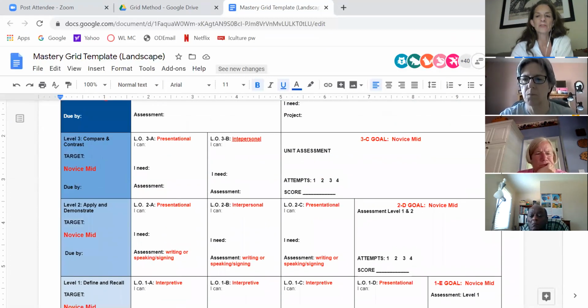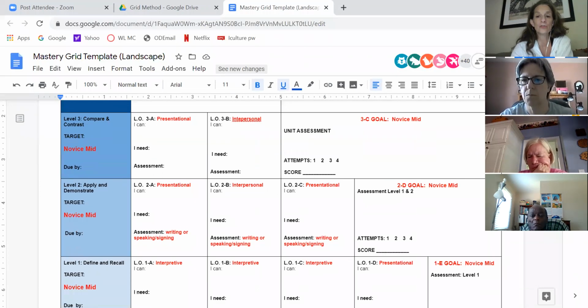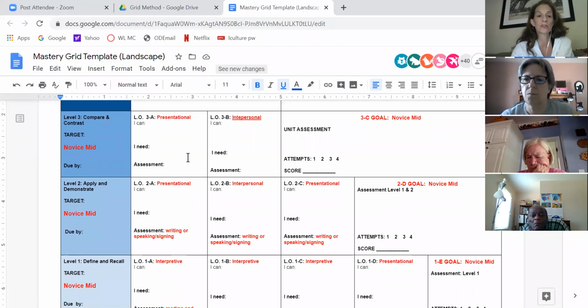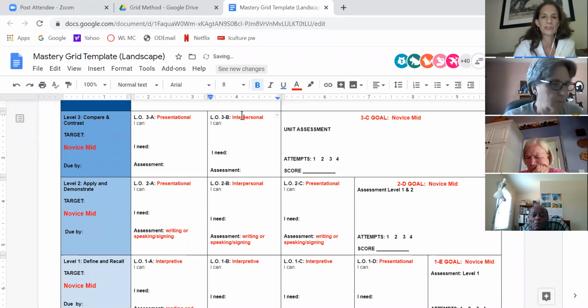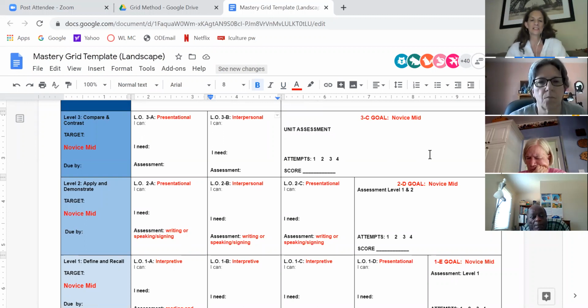But the third level is where it really gets to the deeper part, where the students are comparing and contrasting. They're doing presentational, sorry, I got a typo in there. And then at the end of level 3 is where you actually have the assessment over the unit. So it's going to incorporate the 4 skills, the 3 modes, the culture. It's going to incorporate everything that you've done.